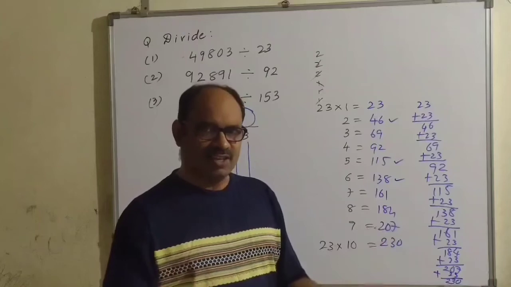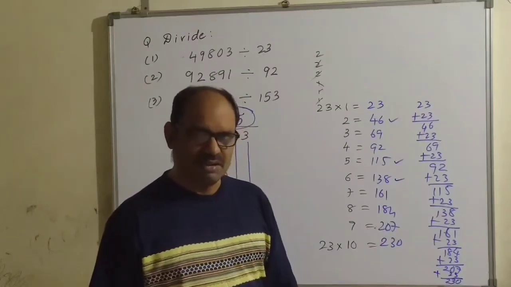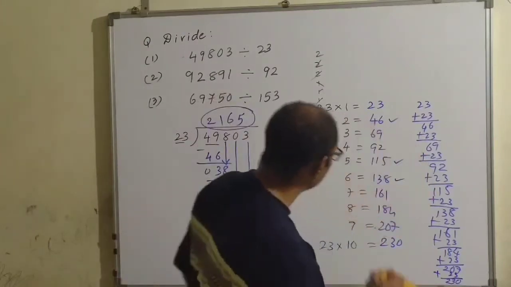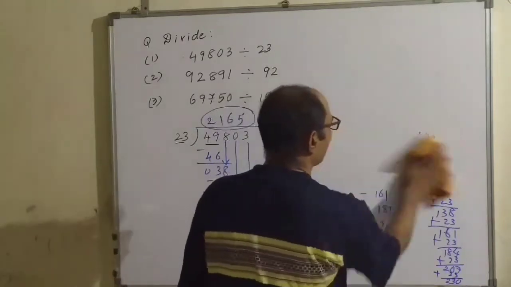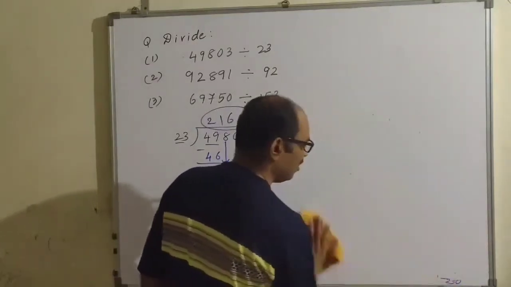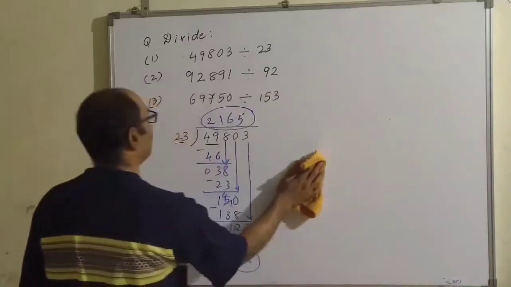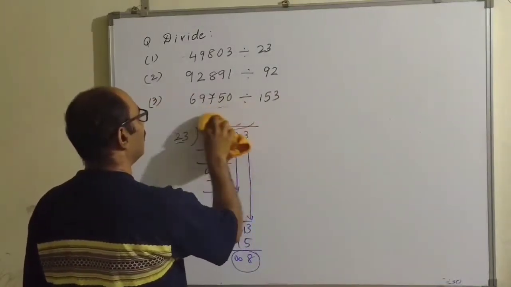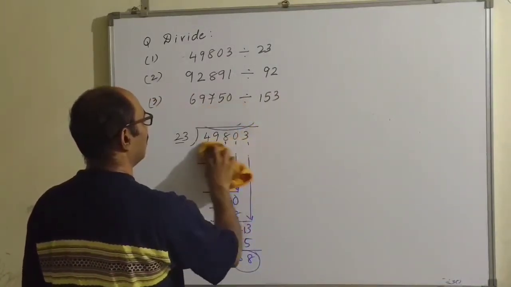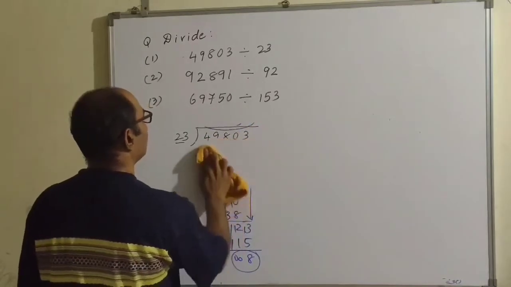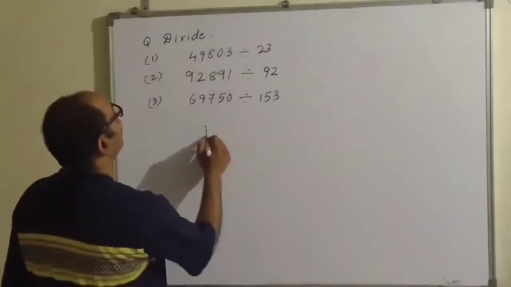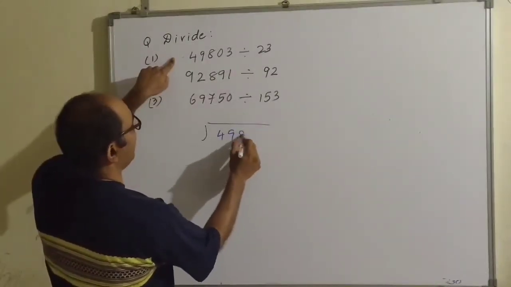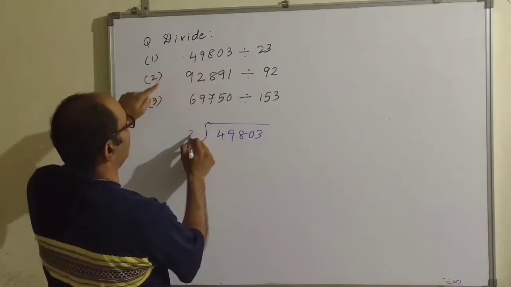But don't you think this is going to be a very time consuming process? Yes. So is there any shortcut? Yes, you can do it. Let's see that. Same one, 49803 divided by 23.